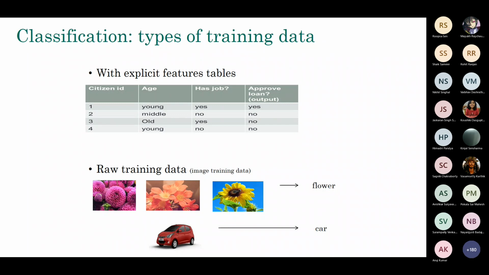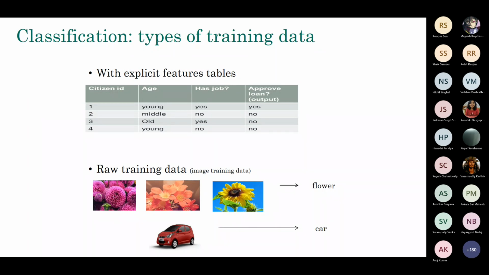For example, you have images and then you have the labels. Okay, it's flower, this is car. Or you have, say, text articles, and you have labels like this is sports, this is medicine. So these are called implicit labeling. And when you have tabular data, you call it explicit labeling because you have the explicit feature engineering and so on. So we have to deal with both situations.